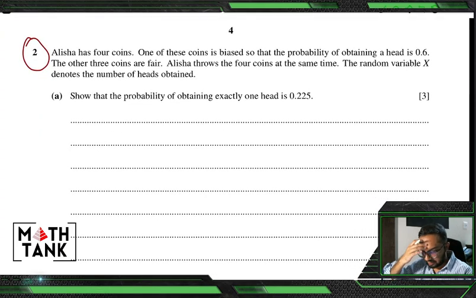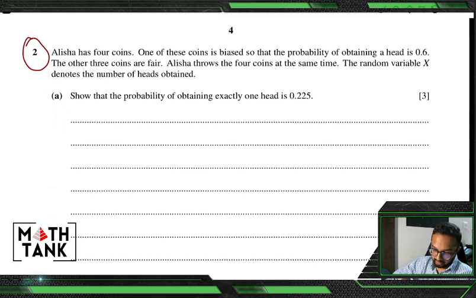It says Alicia has 4 coins. One of the coins is biased, so that the probability of obtaining a head is 0.6. The other 3 coins are fair. Alicia throws the 4 coins at the same time. The random variable x denotes the number of heads obtained. Show that the probability of obtaining exactly one head is 0.225.